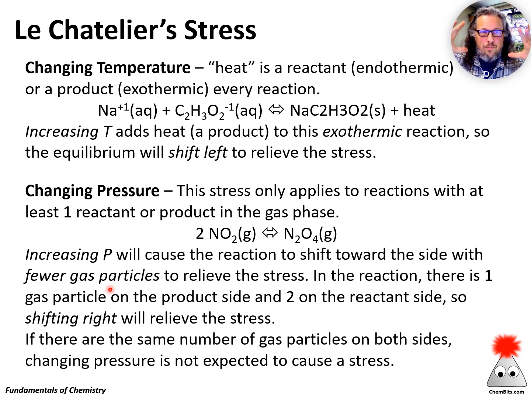How does it do that? By decreasing the number of gas particles. So in this particular reaction, there are 2 gas particles on the left. There's 1 gas particle on the right. If I increase the pressure, this reaction will shift towards the side with fewer gas particles, towards the products in this case. So this is another way for us to push a reaction towards completion.